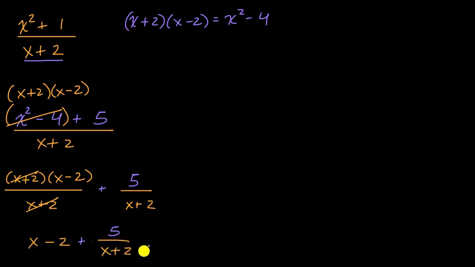And I'll put that little constraint if I want to say that this expression is the same as that first expression for x not equaling negative 2. And so here we'd say, hey, x squared plus 1 divided by x plus 2 is x minus 2, and then we have a remainder of 5.